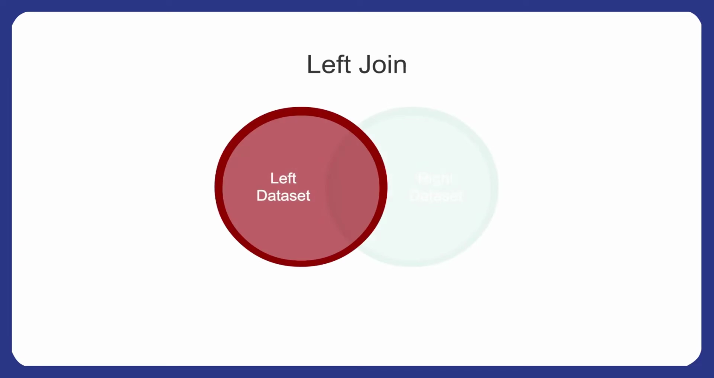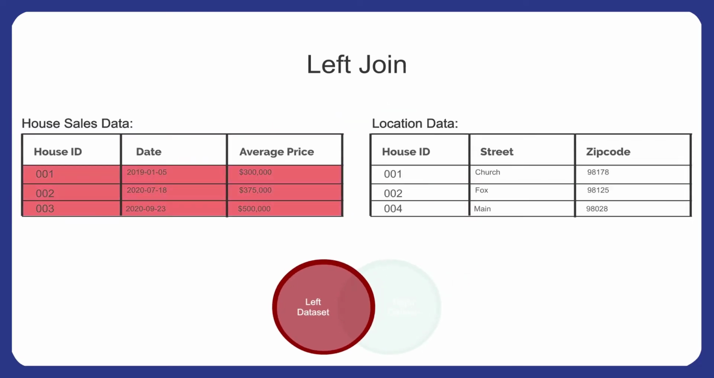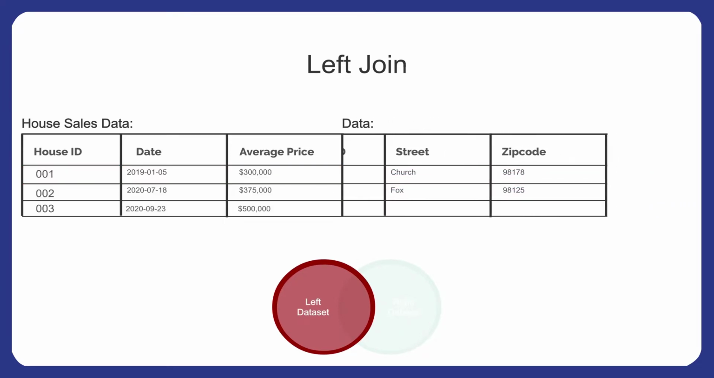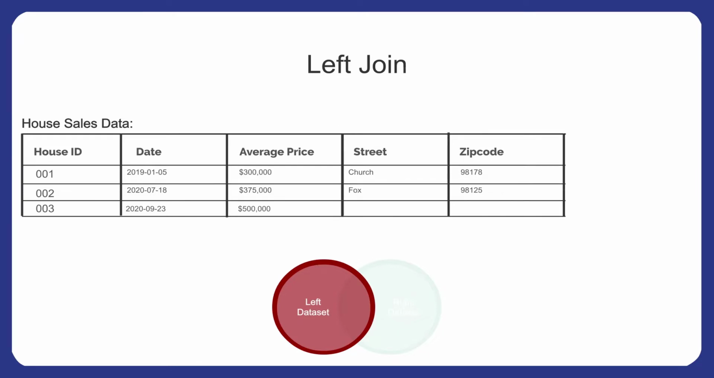This is an example of a left join. In a left join, all the data in the left dataset will be included as well as the rows in the right dataset that can be matched on the house ID. Any data in the left dataset that doesn't have a match will have null replace the blank values.